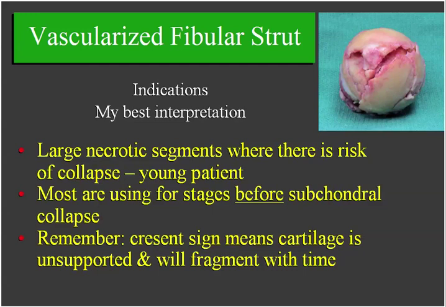My best interpretation for vascularized fibular struts is young patients who shouldn't get hip replacements. We're talking the 20-year-olds. We're talking the 30-year-olds. It's usually used in large necrotic segments. Remember I told you the risk of collapse is directly related to how big the necrotic lesion is. So if you have more than 50% head involvement on one plane, you have a higher risk of collapse. That's the indication for a fibular strut in my mind, and I've talked with others. So young active patients that shouldn't get hip replacements, no crescent sign, and a large area of involvement.